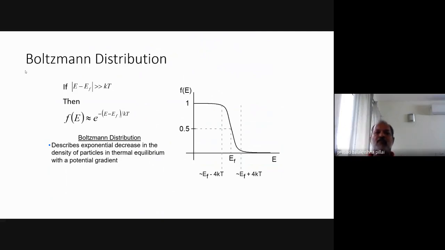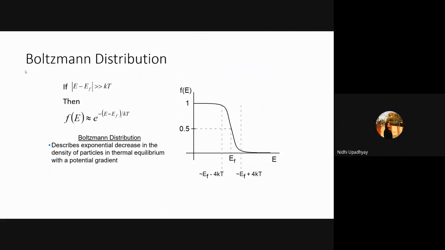Now, I talked of the Boltzmann distribution. The Boltzmann distribution applies when E minus Ef is much larger than kT. What is kT? What is kT dimensionally? Energy.